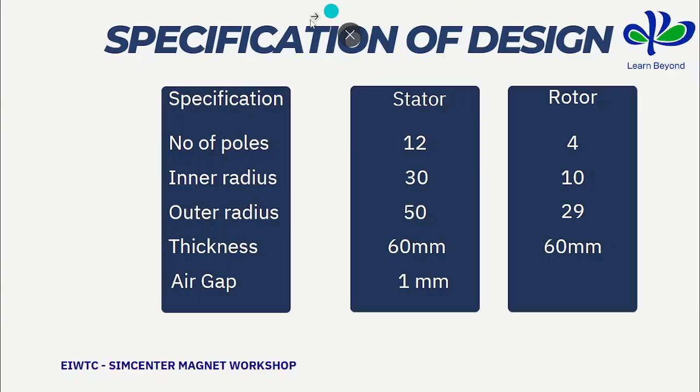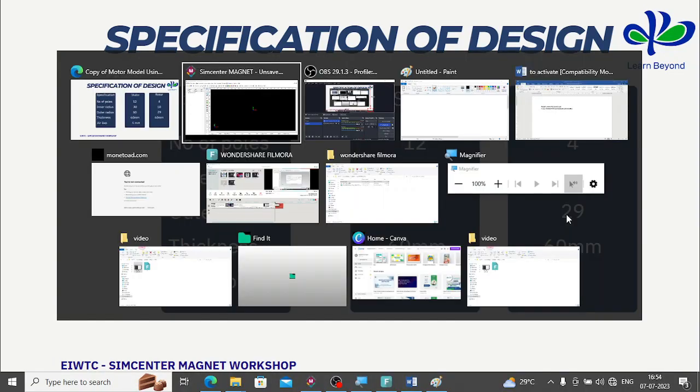This is the design specification of our induction motor. For the stator we have 12 holes, the inner radius is 30 mm, the outer radius is 50 mm, the thickness is 60 mm, and the gap between stator and rotor is 1 mm. For the rotor design, we have number of poles as 4, the inner radius is 10, and the outer radius is 29. So this is what we are going to design in our software.